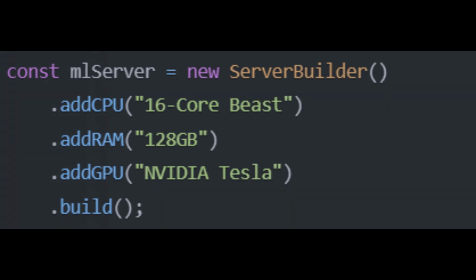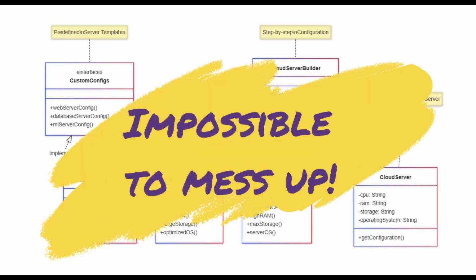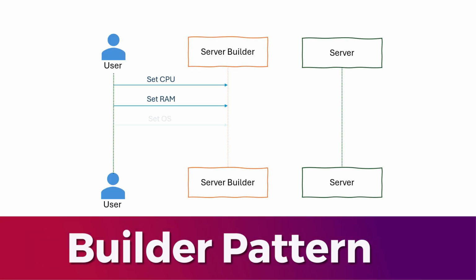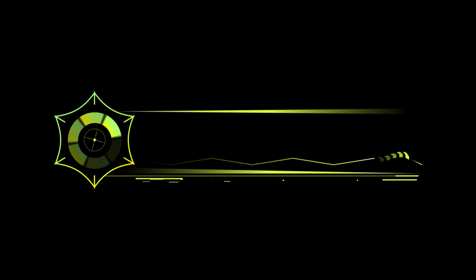The magic in action. Want a beefy server for machine learning? Mind equals blown. The best part? It's literally impossible to mess up. The builder pattern has your back like that friend who stops you from texting your ex at 2 a.m. This is just scratching the surface of what the builder pattern can do.